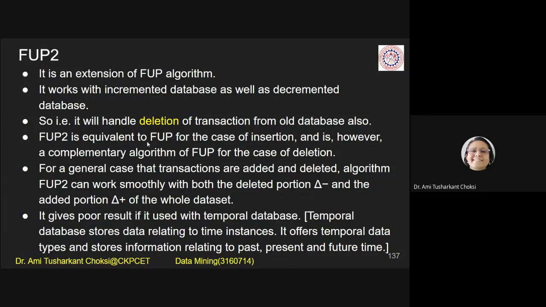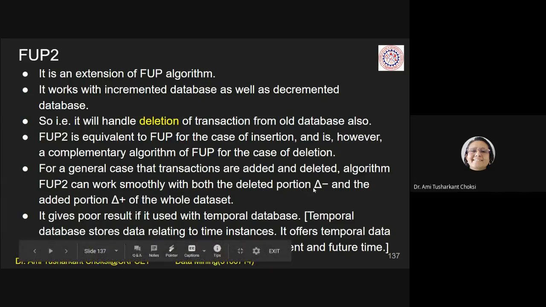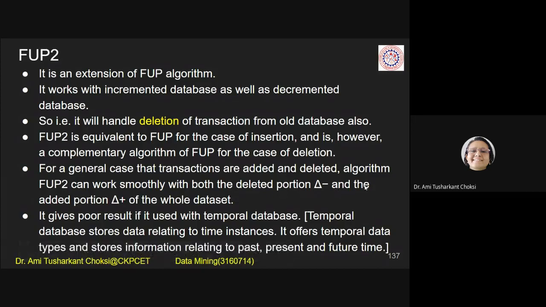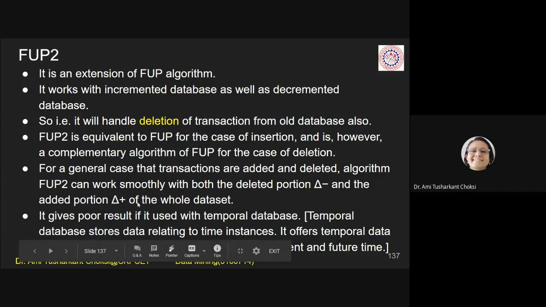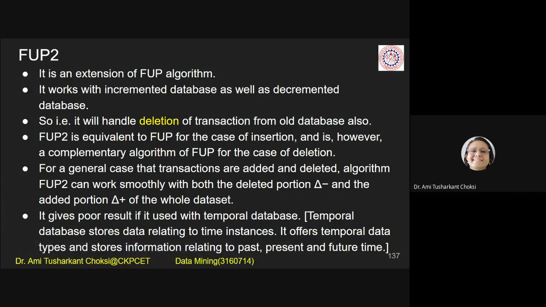FUP2 is equivalent to FUP for the case of insertion and is, however, a complementary algorithm of FUP for the case of deletion. For a general case where transactions are added and deleted, algorithm FUP2 can work smoothly with both the deleted portion, delta minus, and the added portion, delta plus, of the whole data set. Fine. Now, it gives poor results if it is used with a temporal database.